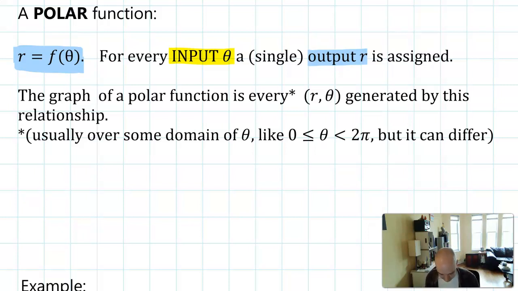One thing that's weird about polar functions is that the second coordinate is actually the in, and the first coordinate is actually the out. That confuses me. Maybe it doesn't bother you. I don't know why it is that way, but it is.